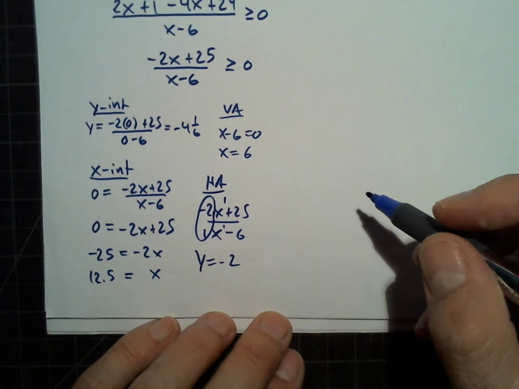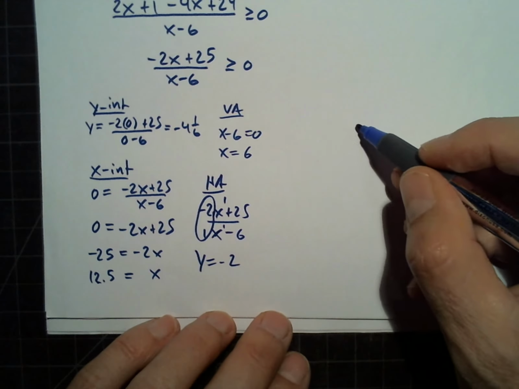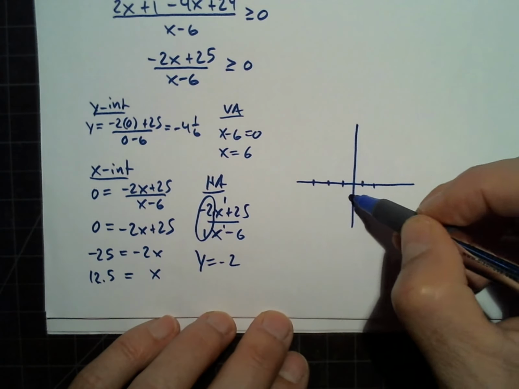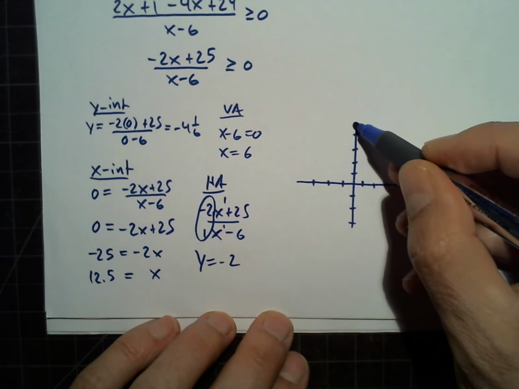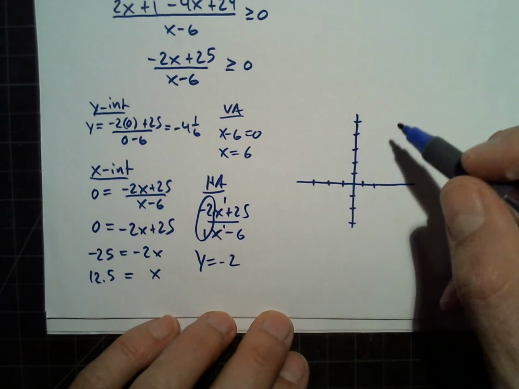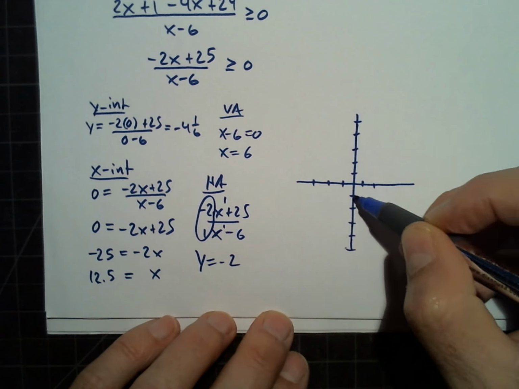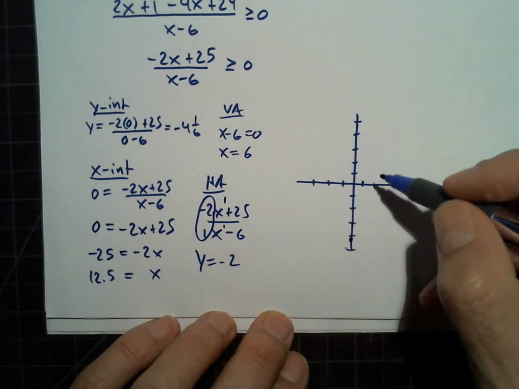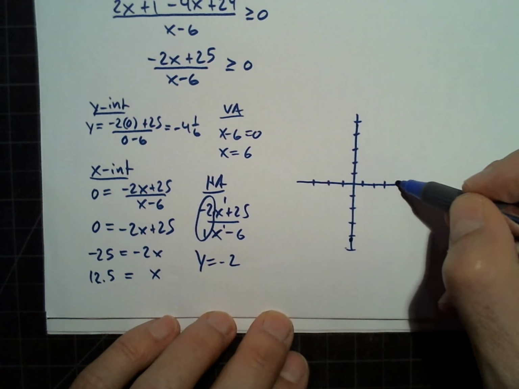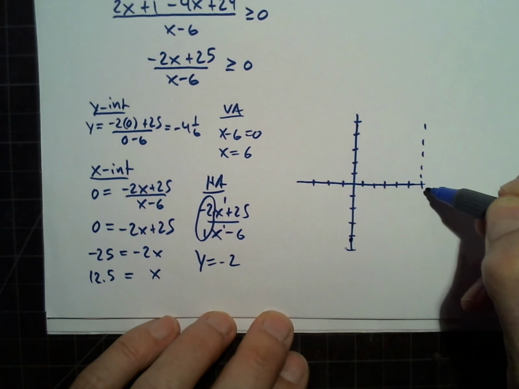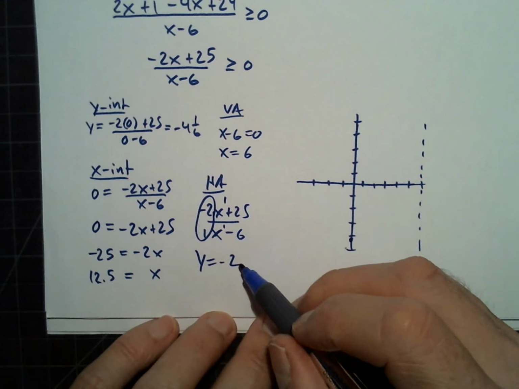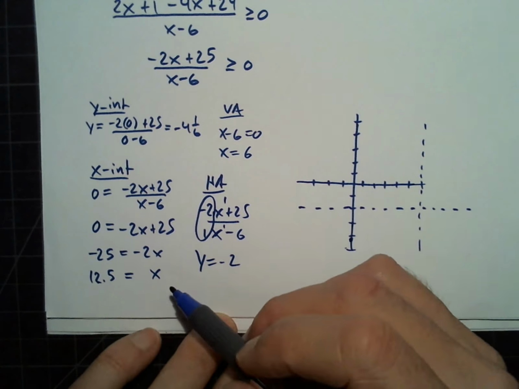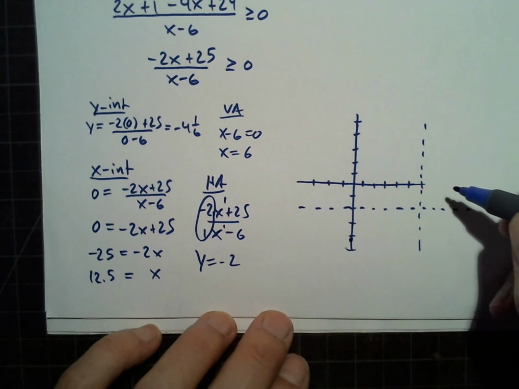And that allows us to graph. So the y-intercept is down here, negative 4 and 1/6. The vertical asymptote is at 6. The horizontal asymptote is at y equals negative 2. And the x-intercept is at 12 and a half.